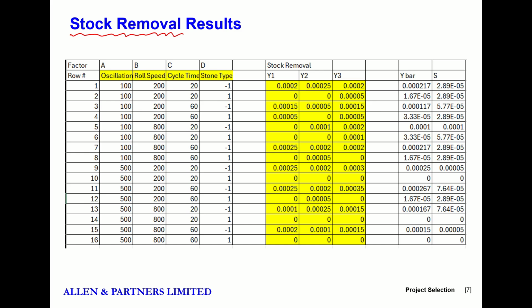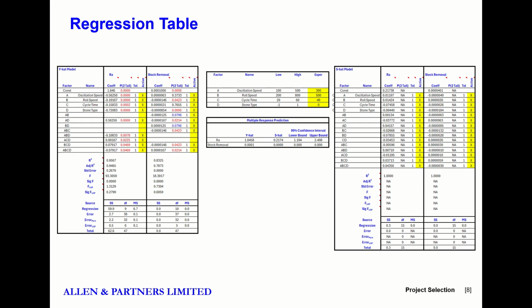So we're checking surface finish, we're checking stock removal. Remember, the upper tolerance was 4 on the surface finish. So that's the area that we want to avoid, if you like. We want to be as close to 0 as possible, minimum as low as possible. So there's the 2 data sets. And then what we've got is the regression table that creates the models.